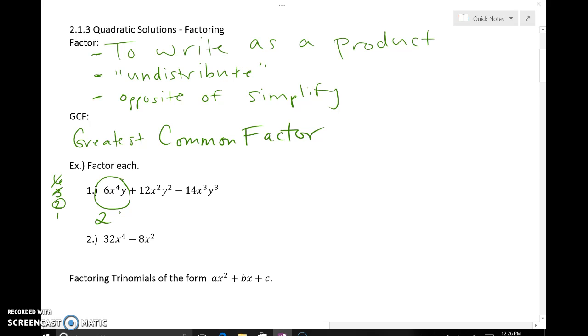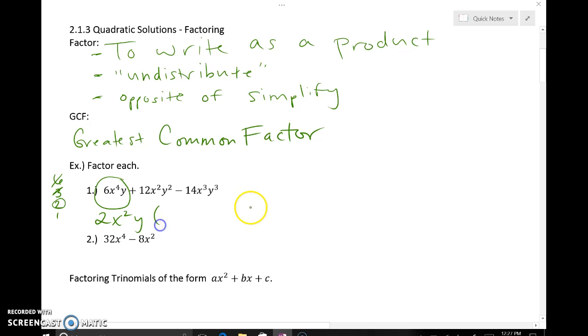Next, I move to the variables. Every single one of these terms has an x in it. The first has an x to the fourth, the second has an x squared, and the third has an x to the third. So they all have at least x squared as part of their term. So that will be part of my greatest common factor, the greatest power that they all have in common. Next, all three terms have a y. The first has a y to the first, the second has a y to the second, and the third has a y to the third. So they all have at least a y to the first.